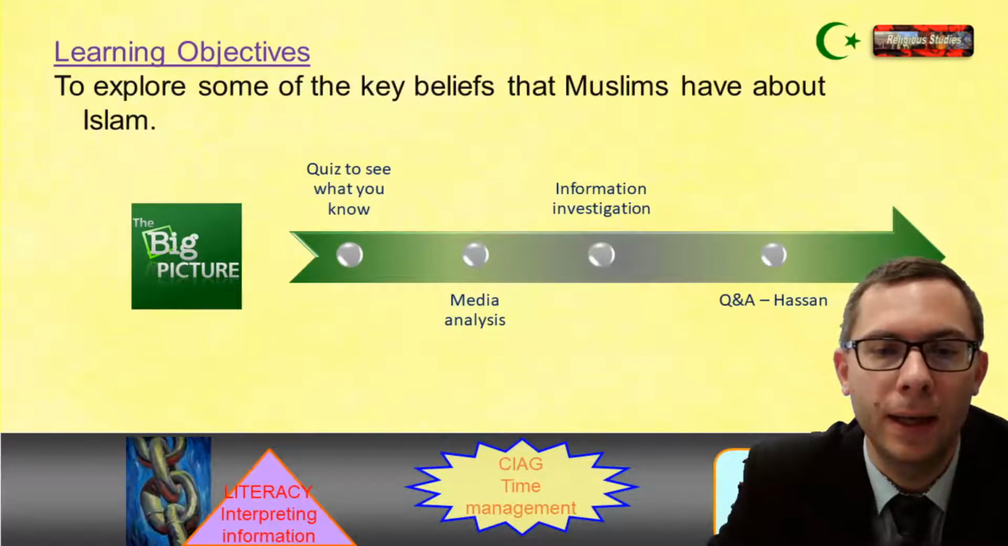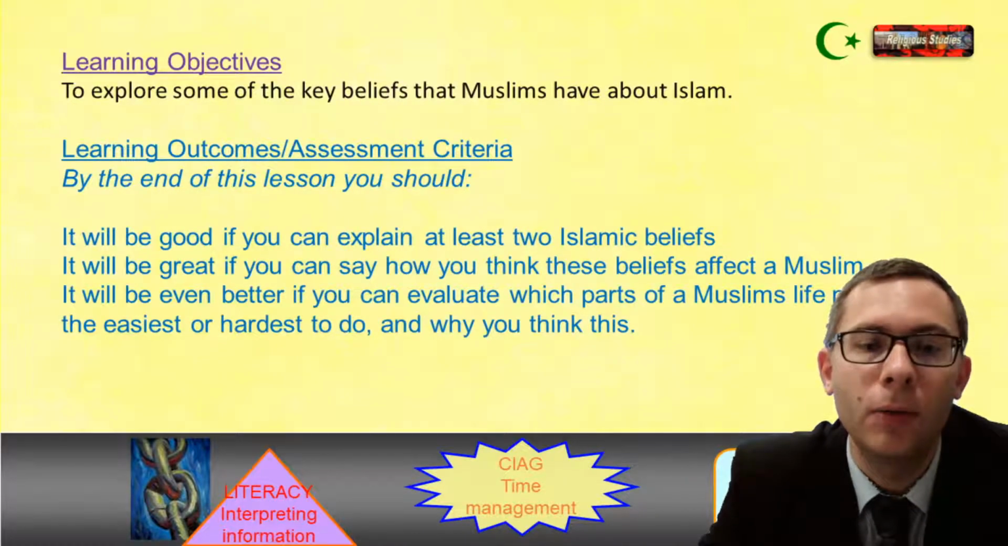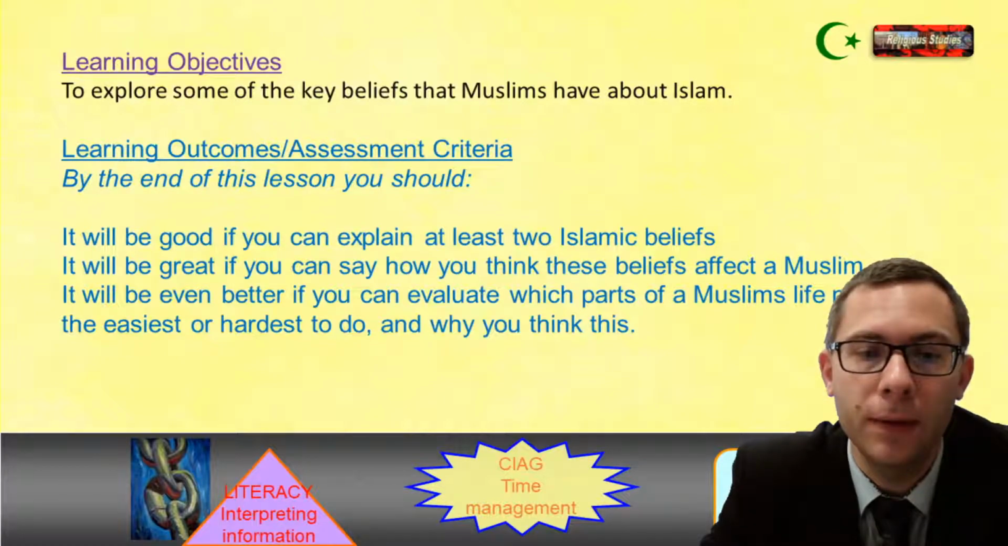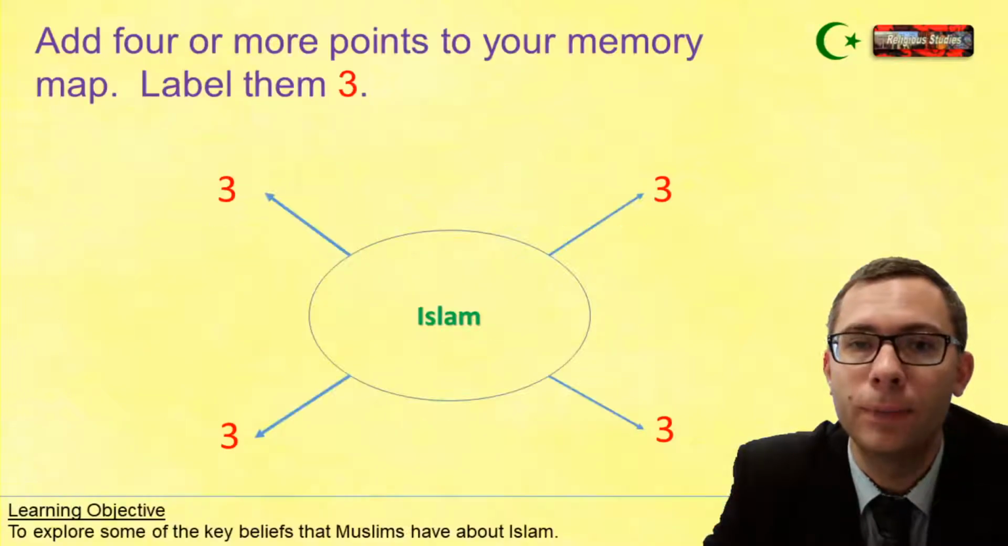Okay, fantastic. So what we've done today then is we have thought about at least two key beliefs of Islam. We've thought about how those beliefs affect a Muslim's life, and with that mini write activity, you've started to say what you think might be the easiest or the hardest thing to do.